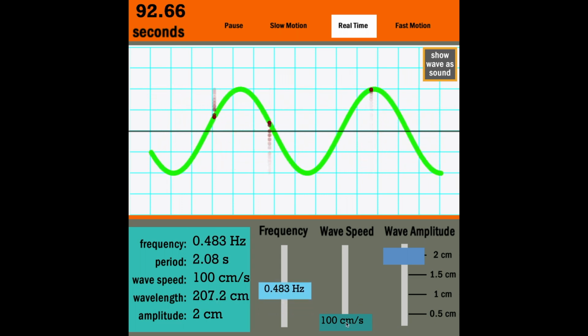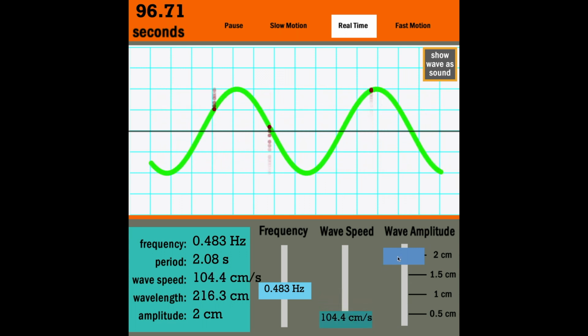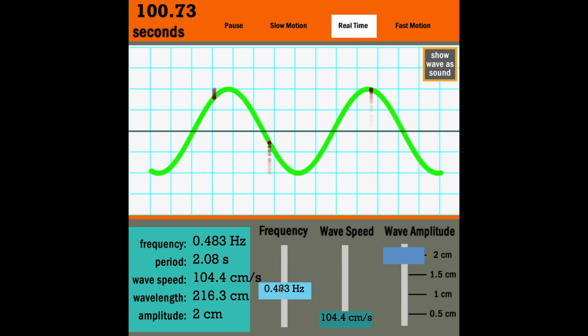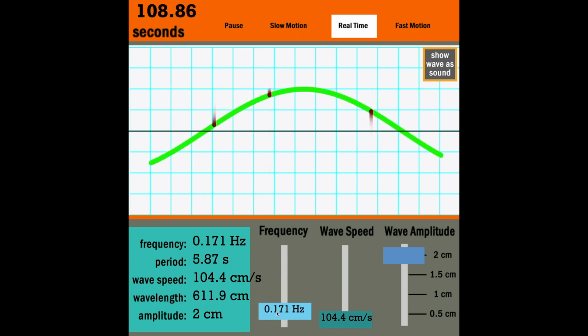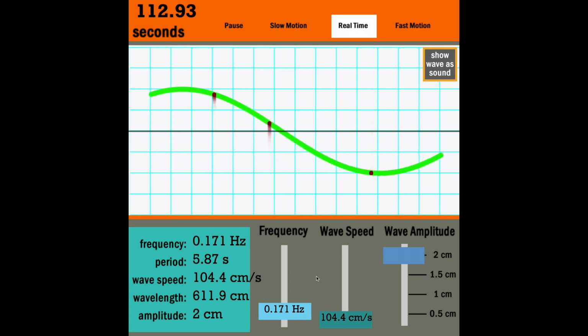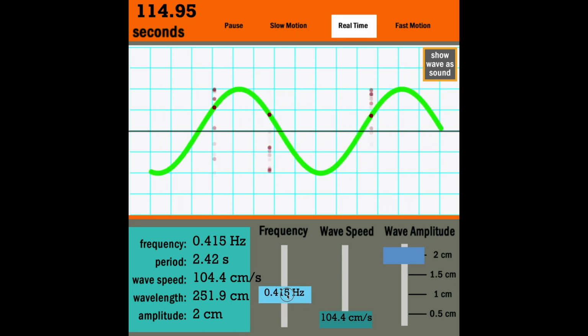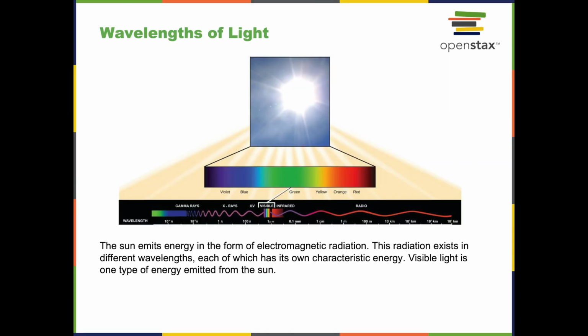Now, obviously, I can play around with the wave speed, but these are not the parameters that we care about. What we care about in this class is the wavelength. The longer the wavelength, the slower the wave moves, and it packs less energy. The shorter the wavelength, there's more energy.